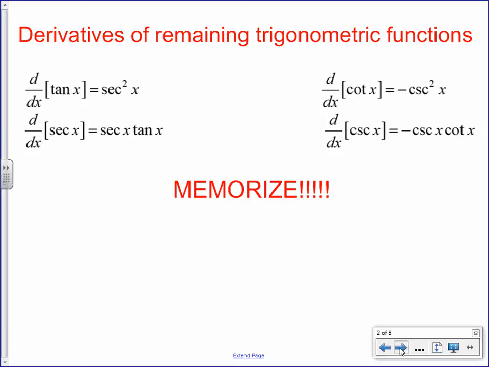Okay? So do you see how the derivative of cotangent is very similar? But it's negative. The derivative of secant is secant tangent. The derivative of cosecant is negative cosecant cotangent. There are some relationships and patterns here. You need to know these off the top of your head, much like you know the derivatives of sine and cosine.